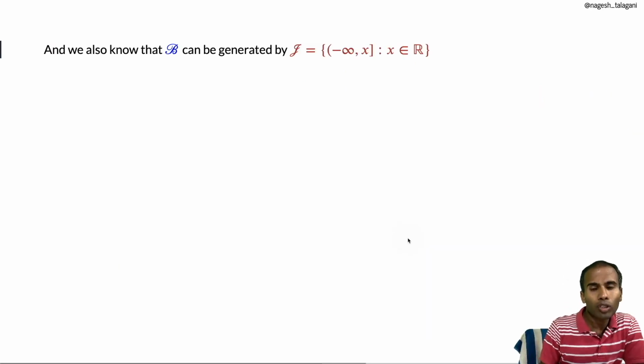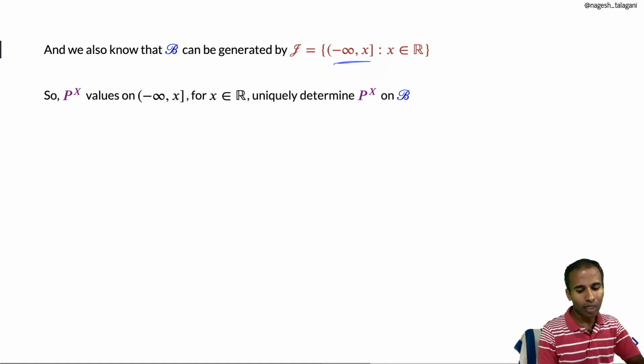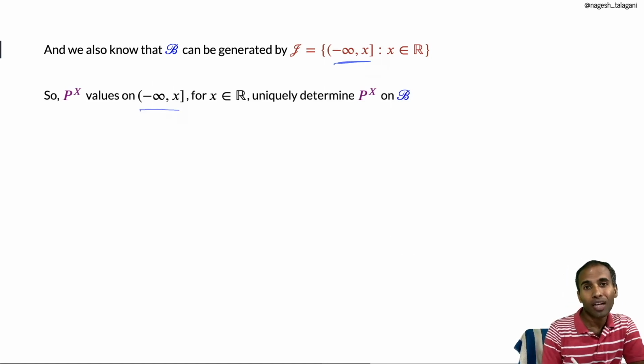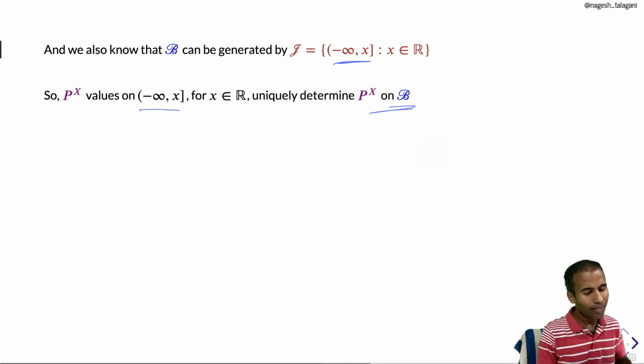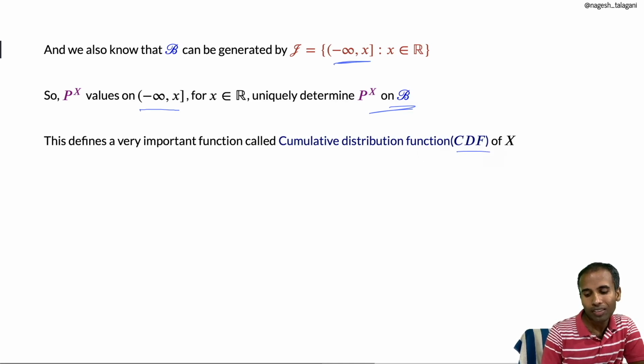And we also know that the Borel sigma field is also generated by intervals of the type (minus infinity, x], where x belongs to R. So knowing P_X values on this type of intervals will also uniquely determine the probability distribution P_X on the whole Borel sigma field. This defines an important function called the cumulative distribution function of a random variable. We simply call it CDF.